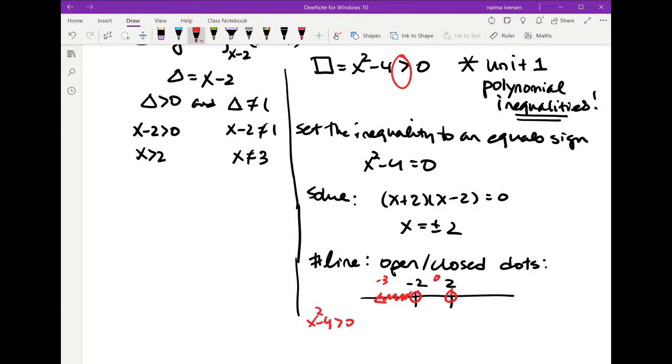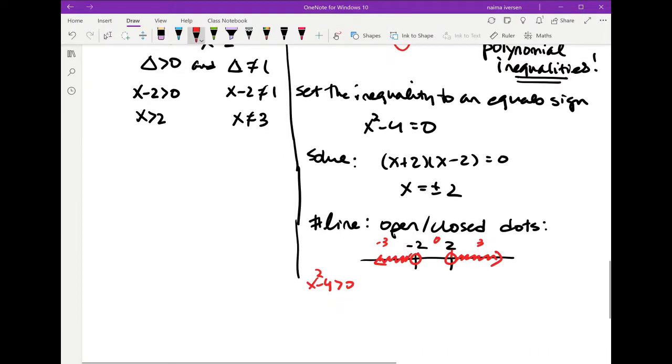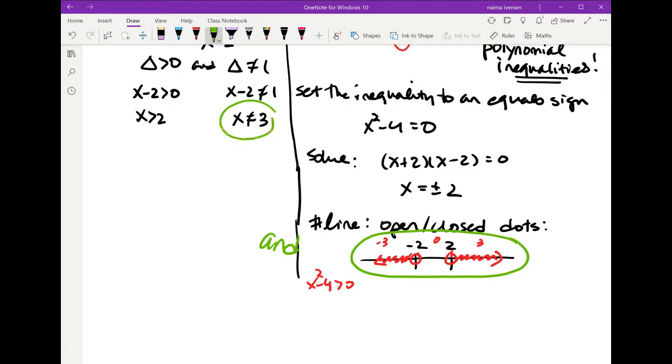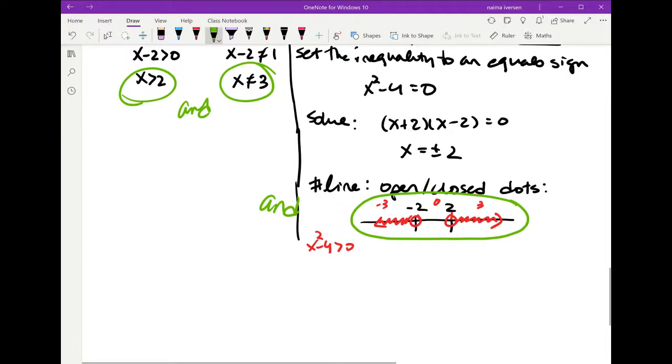If I test 0, 0 squared minus 4 is negative. Ooh, I don't want that section. And if I test 3, 9 minus 4 is positive again. I definitely want that section. So when we are looking for our answer, and that's unfortunately not the answer, we have to have this situation and this situation and this situation all together.